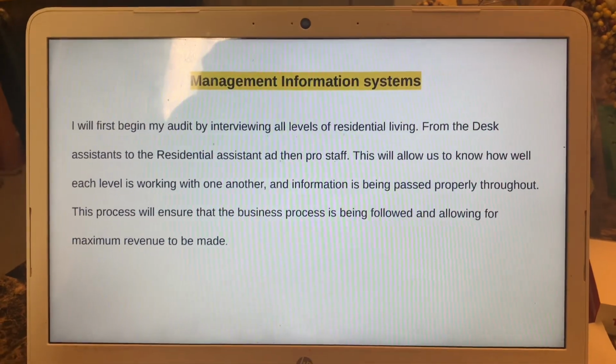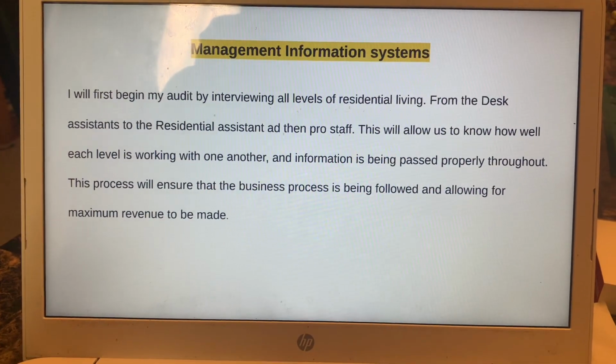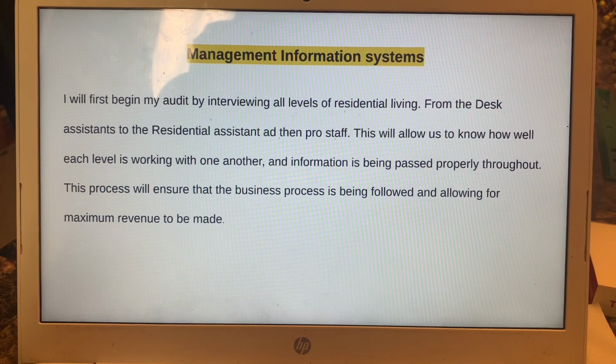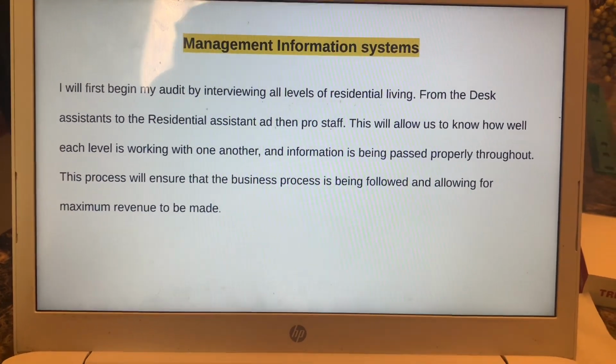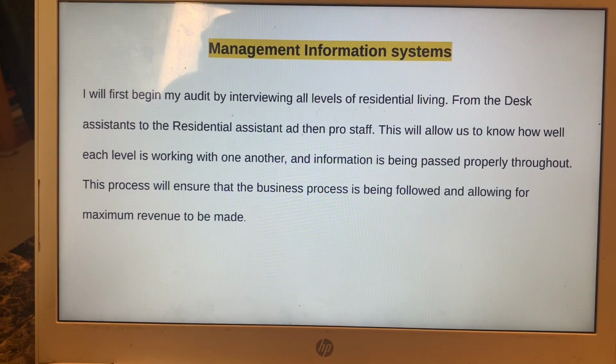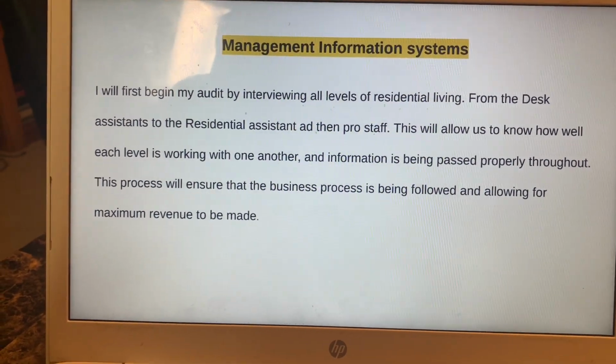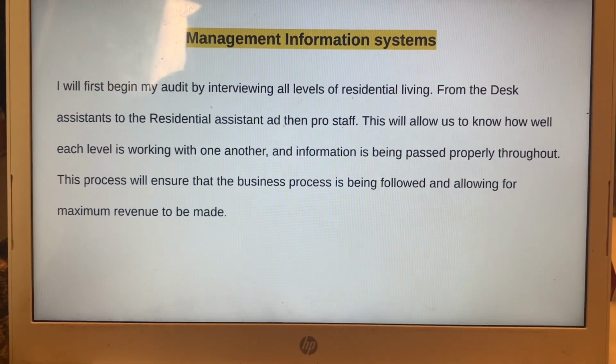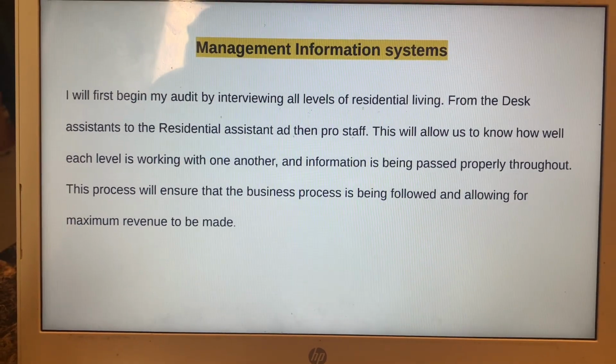And then the next level, you go to pro staff, which is above the RAs, and they oversee the whole entire buildings. So you want to have some general area idea where you're going to start it. So this is why this is one of the most important slides. All right, let's go on to our next one.